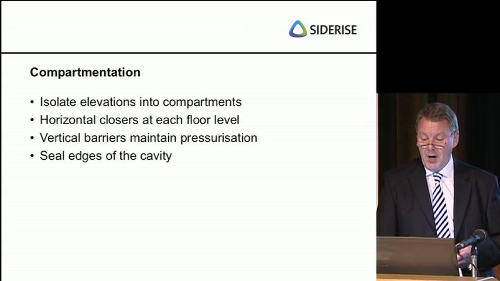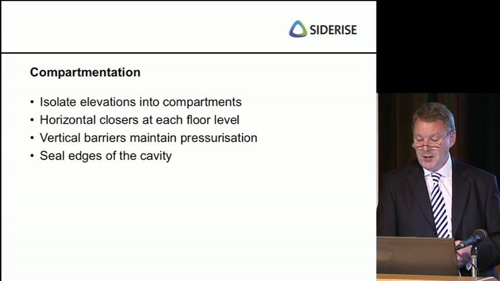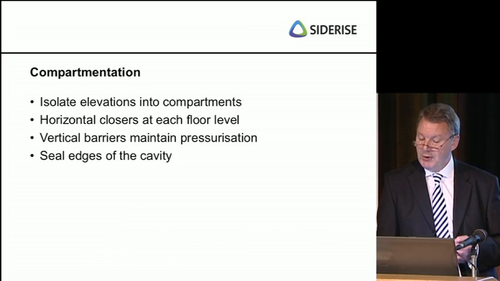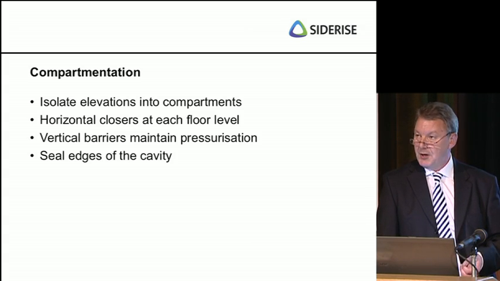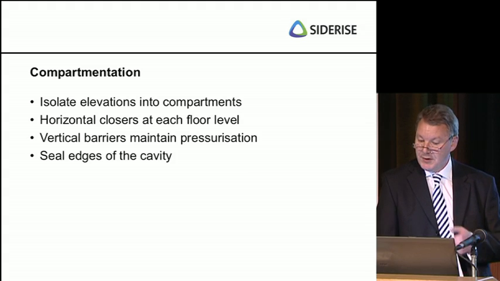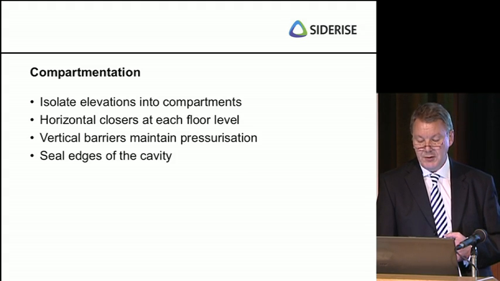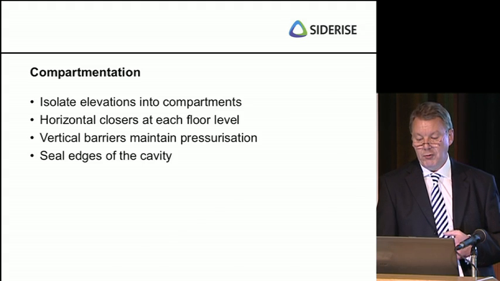How do we detail for compartmentation? In terms of the overriding principles, we know that elevations need to be isolated into compartments suitable for the prevention of smoke and fire spread. These barriers must not compromise the pressure equalization airflow behind the panels. Horizontal closures are required at each floor level. Vertical barriers are required to maintain the pressurization. At junctions, corners and other abutments, the fixing centres for the vertical closures need to be reduced to take into account the increased wind pressure.